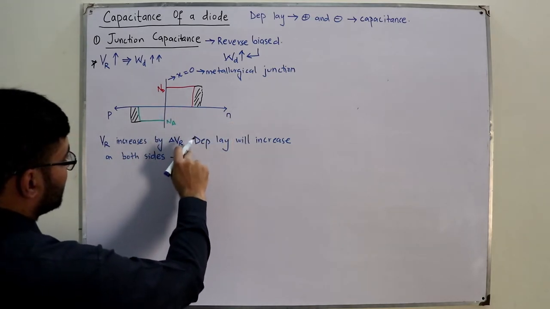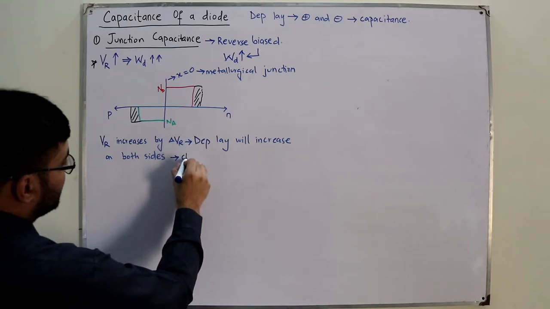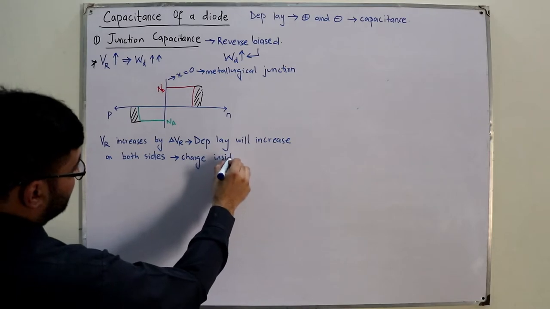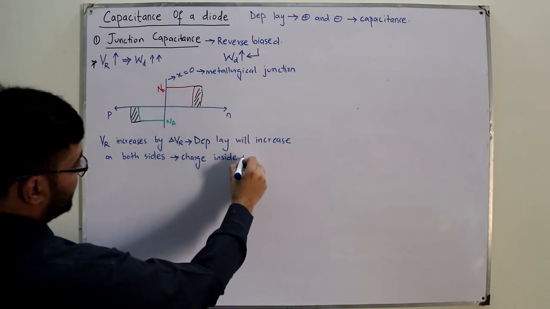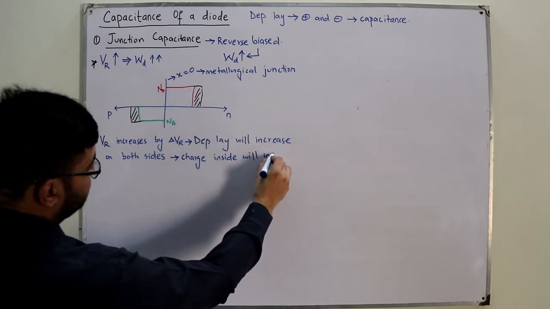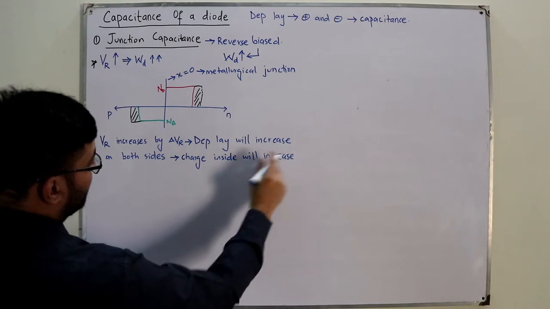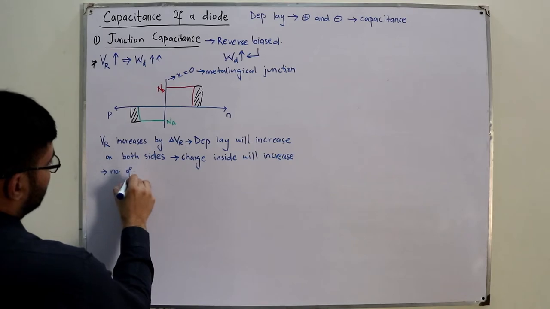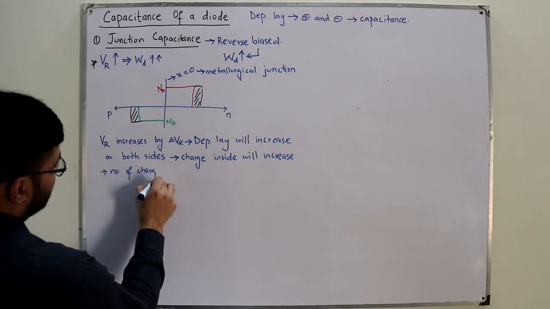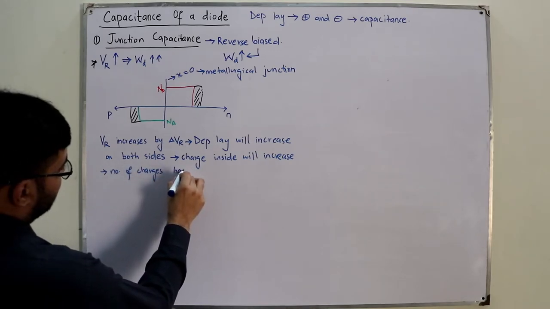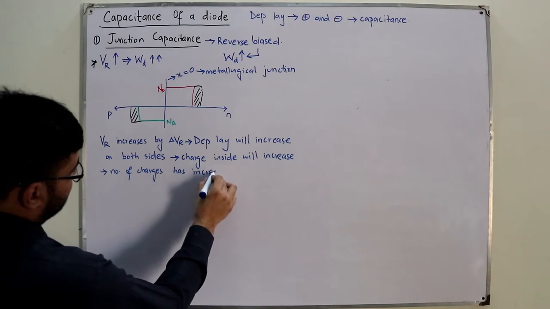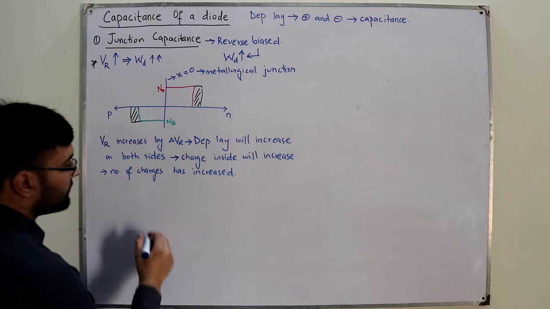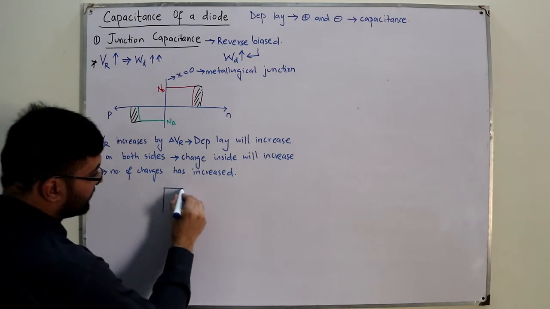This implies that the charge inside the depletion layer will increase. Why will this charge increase? Because the number of charges has increased. And this is what we see. So let me draw the diagram over here.